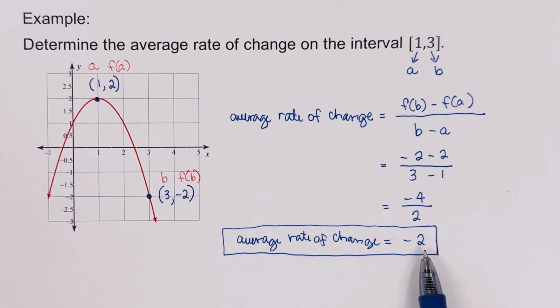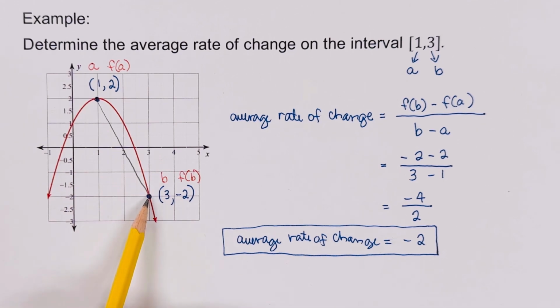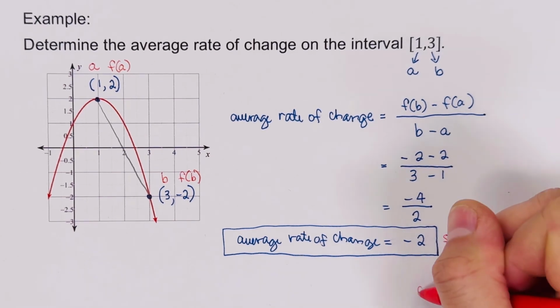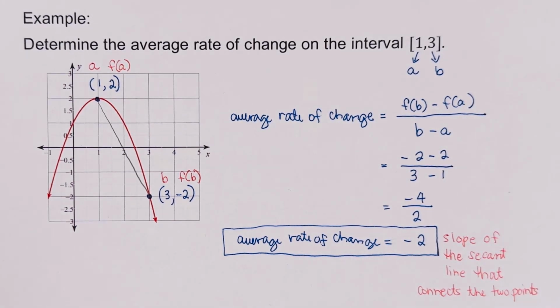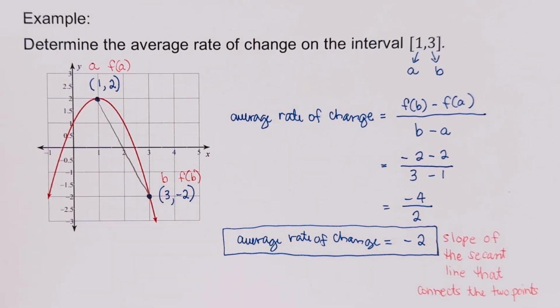Now, we remember that this negative 2 right here represents the slope of the secant line. So if we draw a line that connects these 2 points here, this line is a secant line, and the slope of this line is negative 2. So we can go ahead and write the interpretation for this. So again, this negative 2 right here is the slope of this secant line that connects these 2 points together.